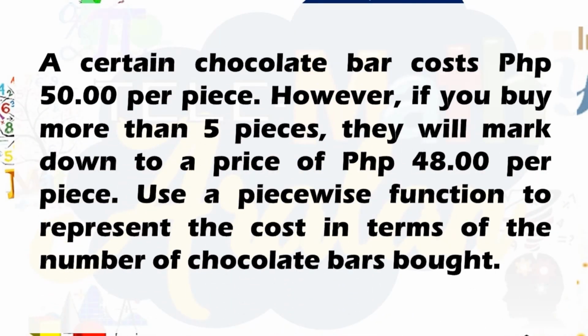Next example. A certain chocolate bar costs 50 pesos per piece. However, if you buy more than 5 pieces, they will mark down to a price of 48 pesos per piece. Use a piecewise function to represent the cost in terms of the number of chocolate bars bought. The scenario has two situations. If you buy 5 chocolate bars or below 5, you will pay 50 pesos each. But if you buy more than 5 pieces, you will pay 48 pesos each.